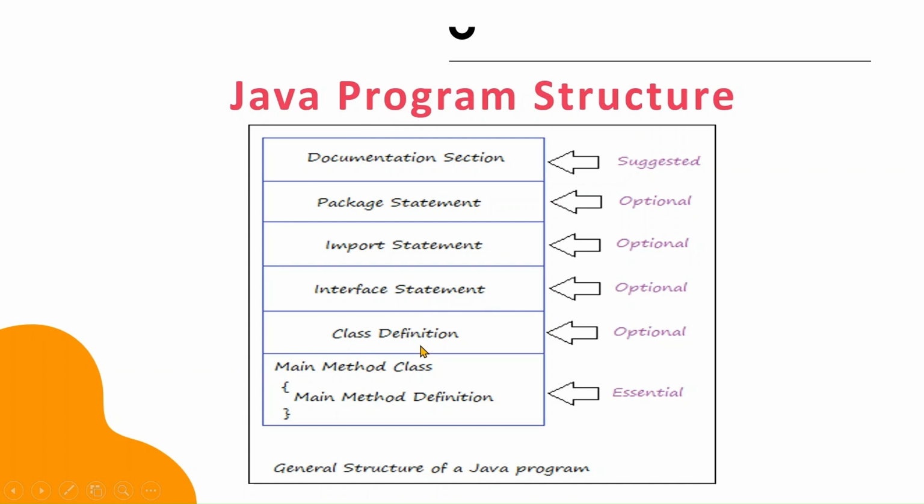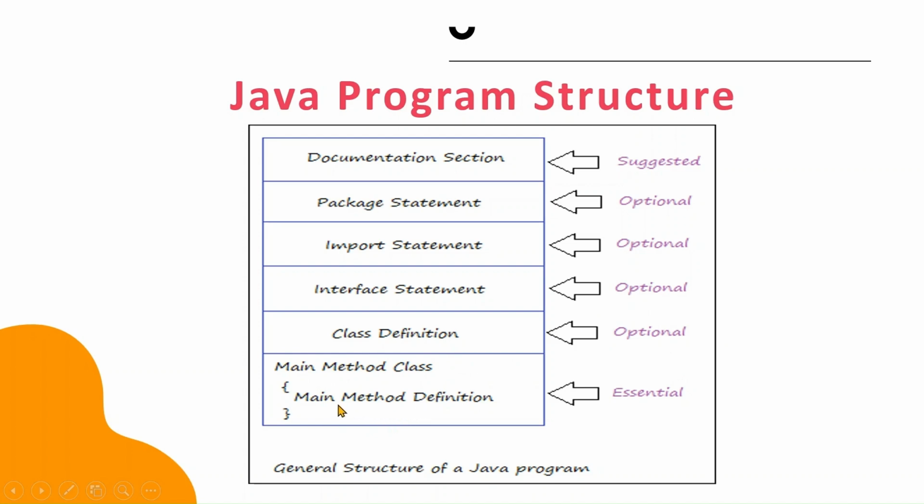Then we go for the class definition, because one program can consist of more than one class. So if you have more than one class, you can write the class keyword followed by the class name. That's also optional, but there needs to be one main class.